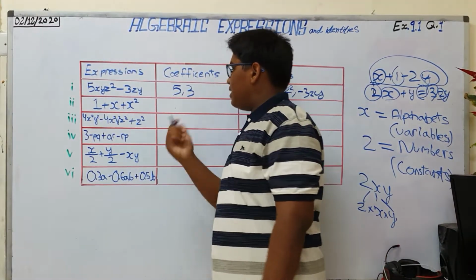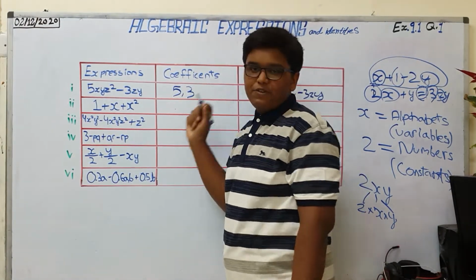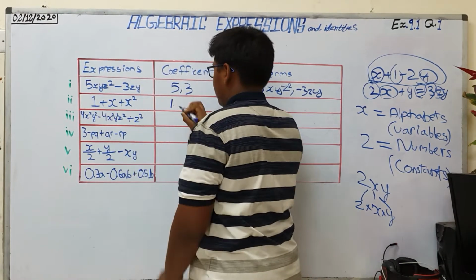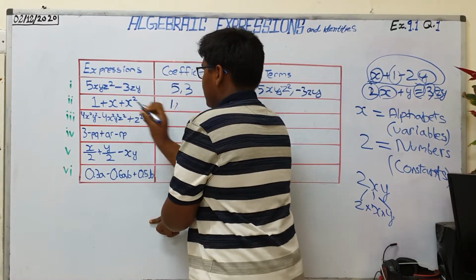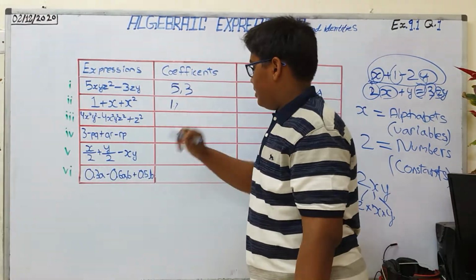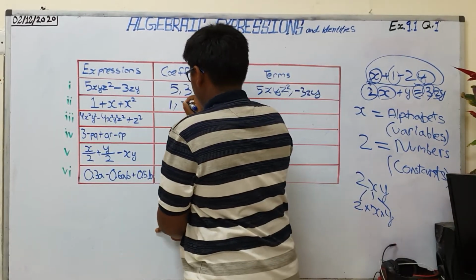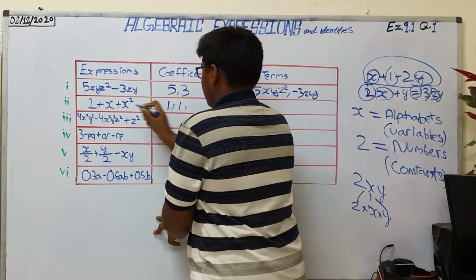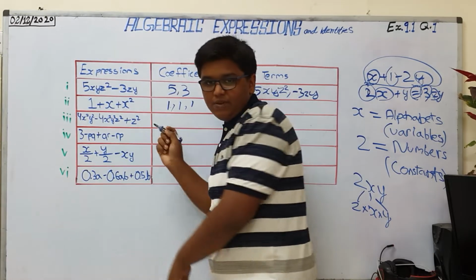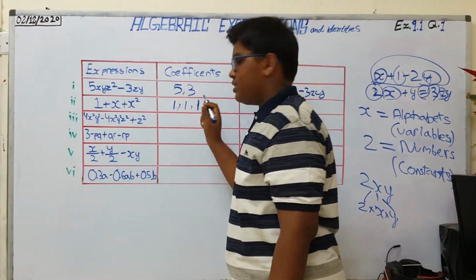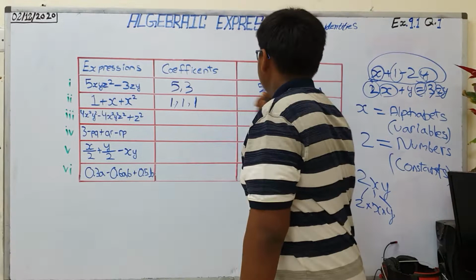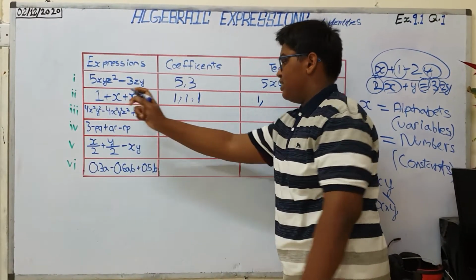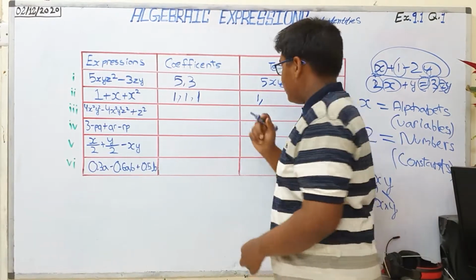So how many coefficients are there in this question? One itself, and then this will also be 1, and this will also be 1. So there are three 1s in this question. Now what are the terms in it? The first term is 1 as it is, and the second term is plus 1x. So this is 1x.